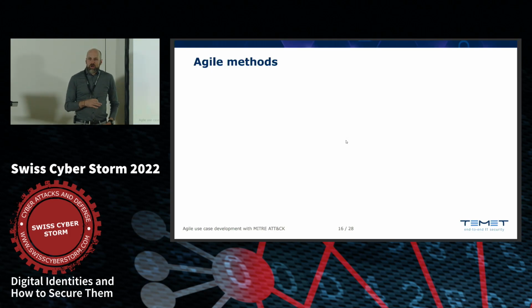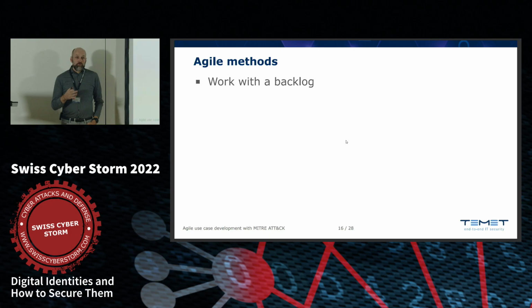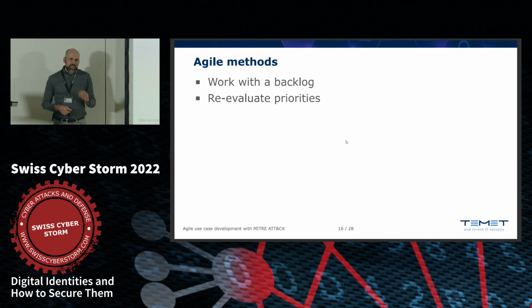So what are the main parts, the main ingredients, of a detection use case agile process? You work with a backlog. The backlog is a very important thing in every agile methodology. The backlog is not a stack and it's not a FIFO queue. It's more like a pile of things you plan to do, you need to do, you want to do. It's a pile because every time you look at this backlog, you should re-evaluate the priorities of the stuff in it.